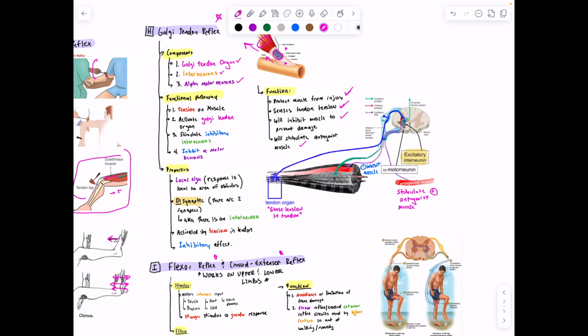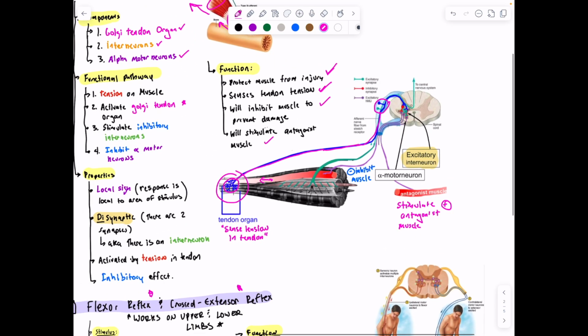But the functional pathway is, here we have our Golgi tendon organ, right here. And when this muscle has contracted, you're going to have tension on this, and it's going to activate this Golgi tendon organ, which is synapsed with the dorsal root ganglion sensory cell, which has the Golgi tendon organ as its endpoint, at the end of its dendrite. And then it's going to take that tension on the muscle, tension on the tendon, and it's going to synapse on a couple of different interneurons.